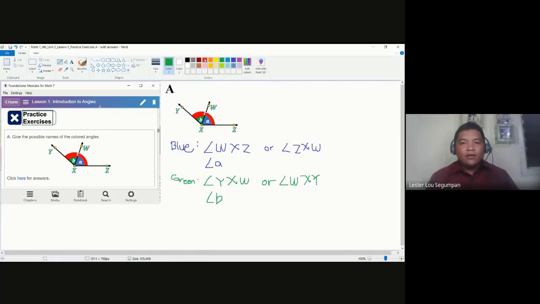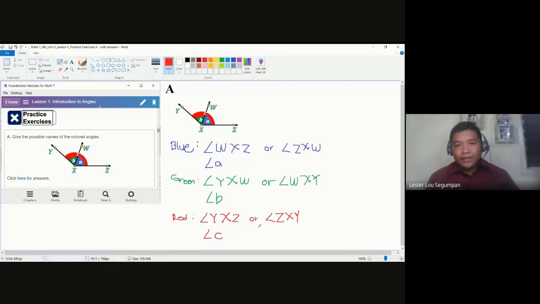And finally, for the red colored angle, which is actually the biggest one, the combination of both, it is bounded by the rays XY and XZ. X again cannot be used alone, but could be used as part of the three-lettered name, YXZ, or angle ZXY. And then we have the label C that corresponds to the biggest one. So we have angle C.